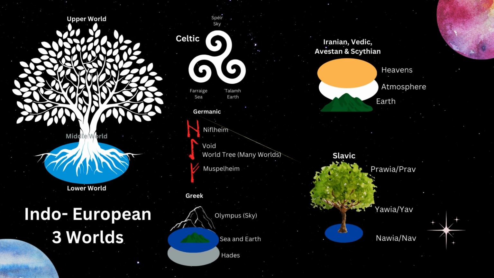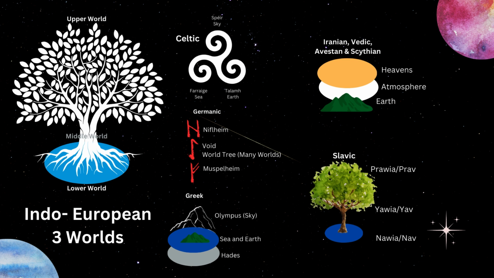The Iranian, Vedic, and Avestan, as well as Scythian model, is where the three realms are broken apart into the heavens, the transcendent realm, the atmosphere, and then the earth. So instead of having it be under earth, it's actually heavens, atmosphere, earth, and the deities and spirits are organized with those three layers in mind.